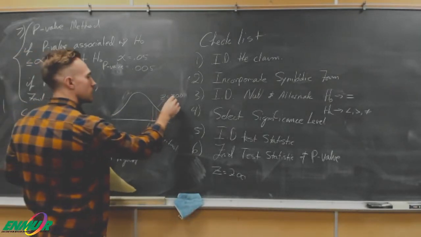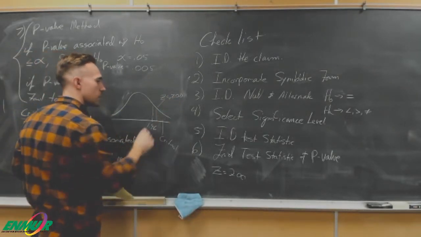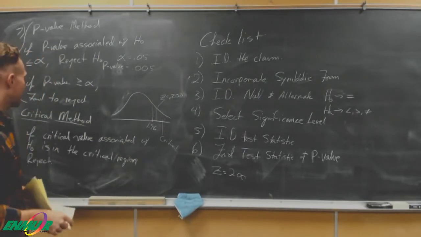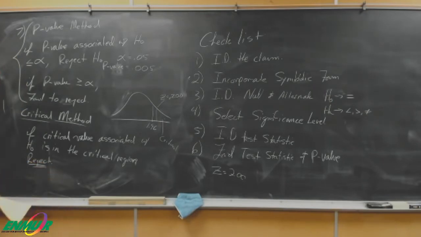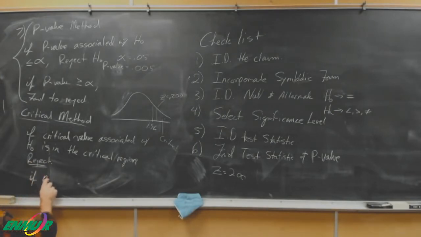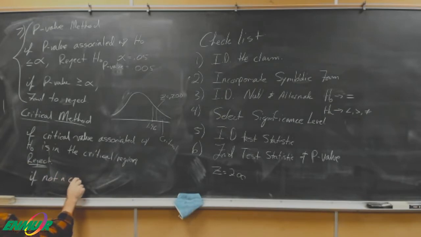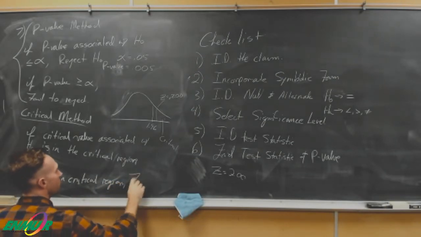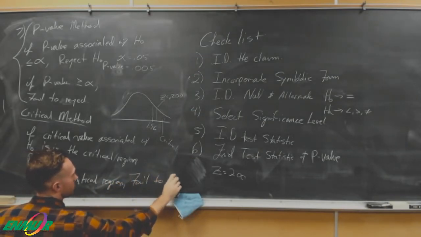Because this value is within this region, that's going to tell me to reject the null hypothesis. Reject it, okay? And then the converse is true. If it's not in the critical region, we are going to fail to reject.